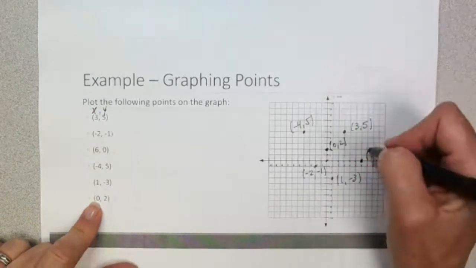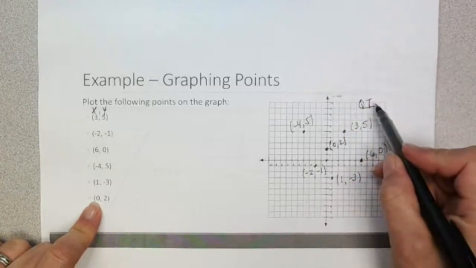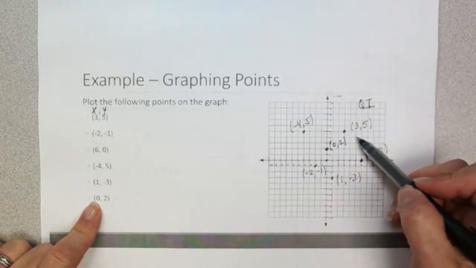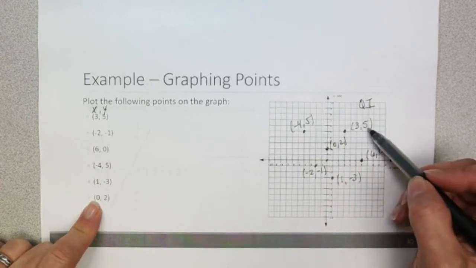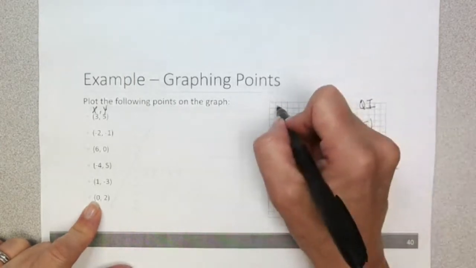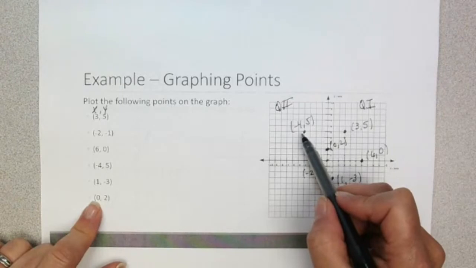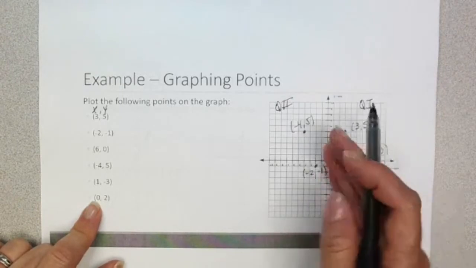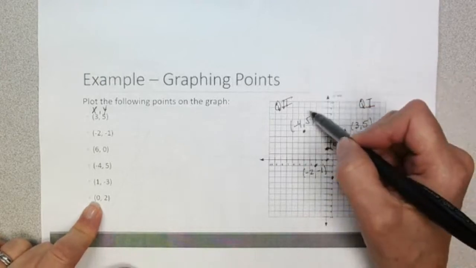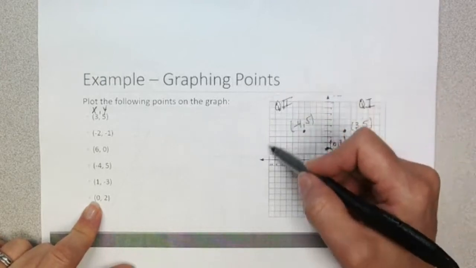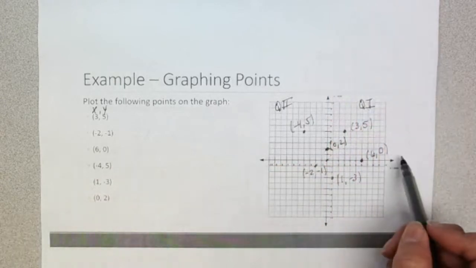Okay. Also note that in quadrant 1, all the points that are in quadrant 1 are going to have a positive x-coordinate and a positive y-coordinate. In quadrant 2, your x-coordinates will all be negative, because look, we're always going to be left of the vertical axis, the y-axis, and your y-coordinates are always going to be positive, because up here in quadrant 2, all the y's are going to be above the x-axis.